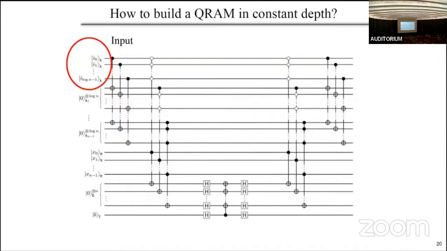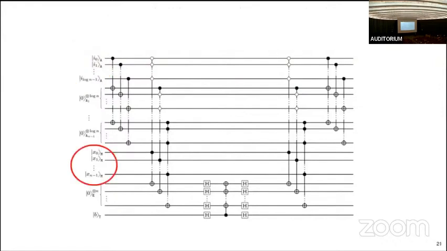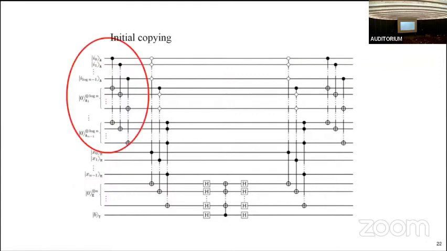It's a very simple circuit. So this circuit does QRAM. What we have is your address qubit and your memory qubit, and what you do is you start by what almost all the circuits in the QAC0 class do: you first copy your data in time. So you copy the address so that we can subsequently do stuff in parallel.